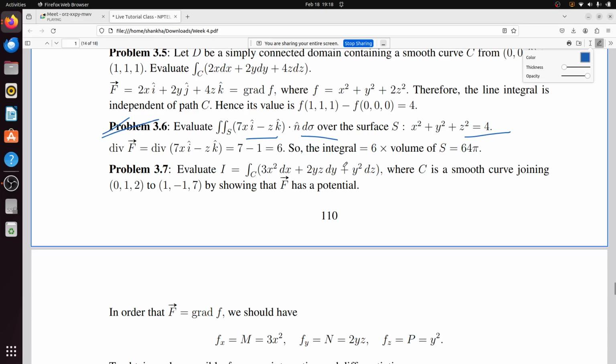And what will be the integral? The integral will be 6 times the volume of S, and the volume of a sphere having radius 2 will be (4/3)π times 2^3, which is 8. Then 6 times the volume of S, you will get 64π. So that is how the Gauss divergence theorem gives you the answer.